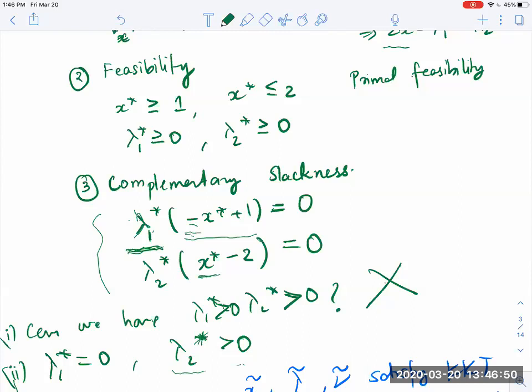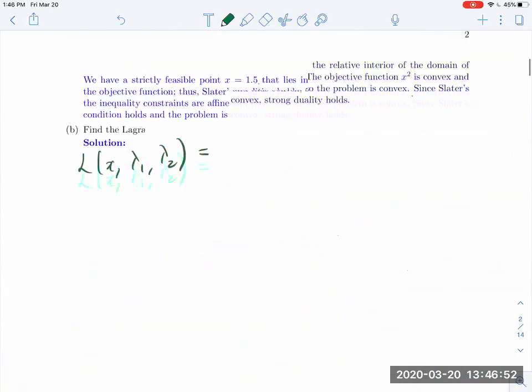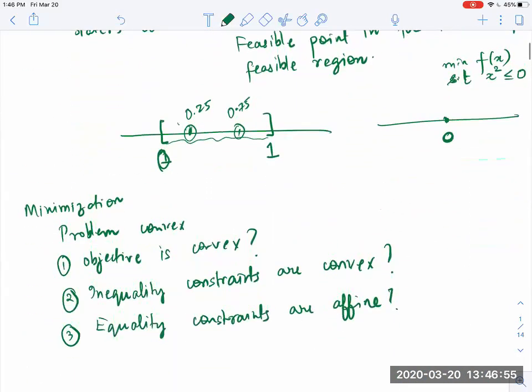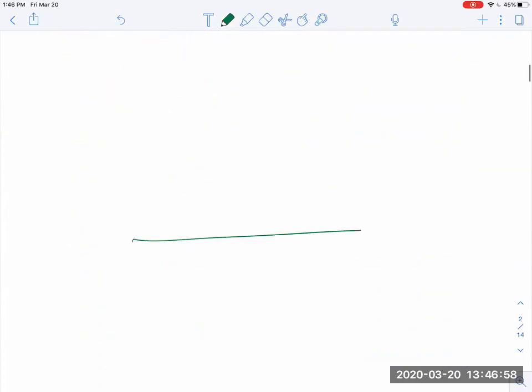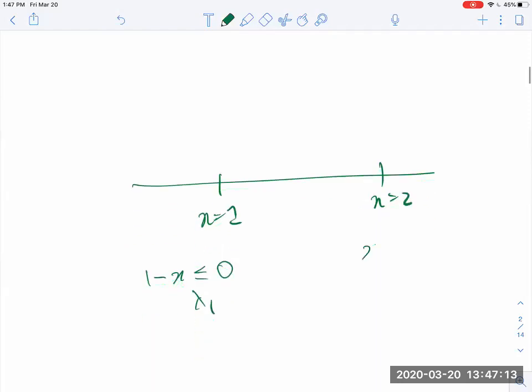Is that clear? So now coming back to this picture, I want to draw this picture again. Our feasible region was this, right? x is 1, x is 2, and this inequality was 1 minus x less than or equal to 0, and we had lambda 1 for this, and here you had x minus 2 less than or equal to 0, and you had lambda 2 for this. So you saw lambda 1 star was 1, lambda 2 star was 0. So you can immediately figure out that your x would lie on this boundary.